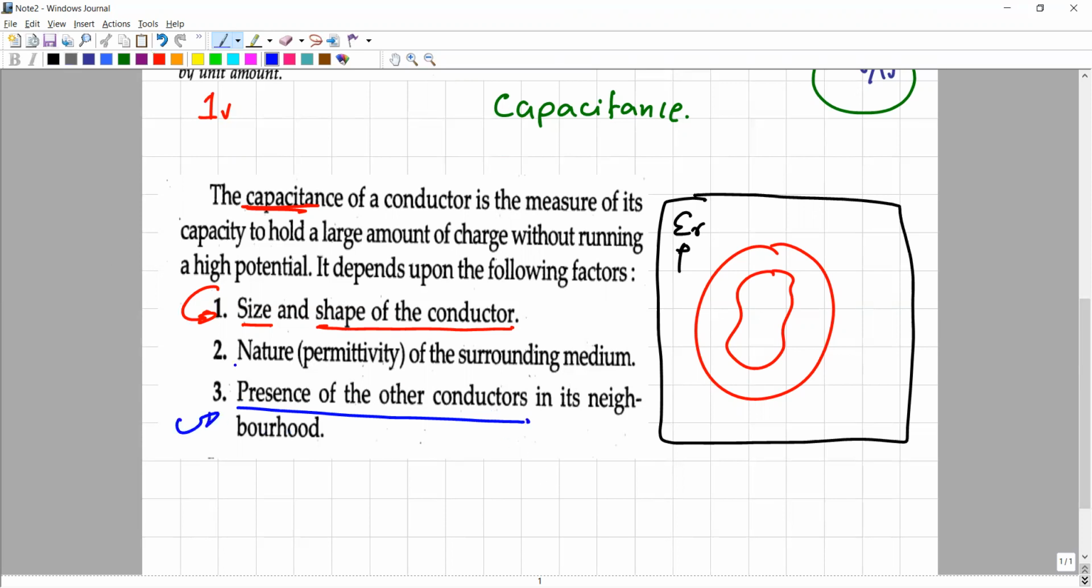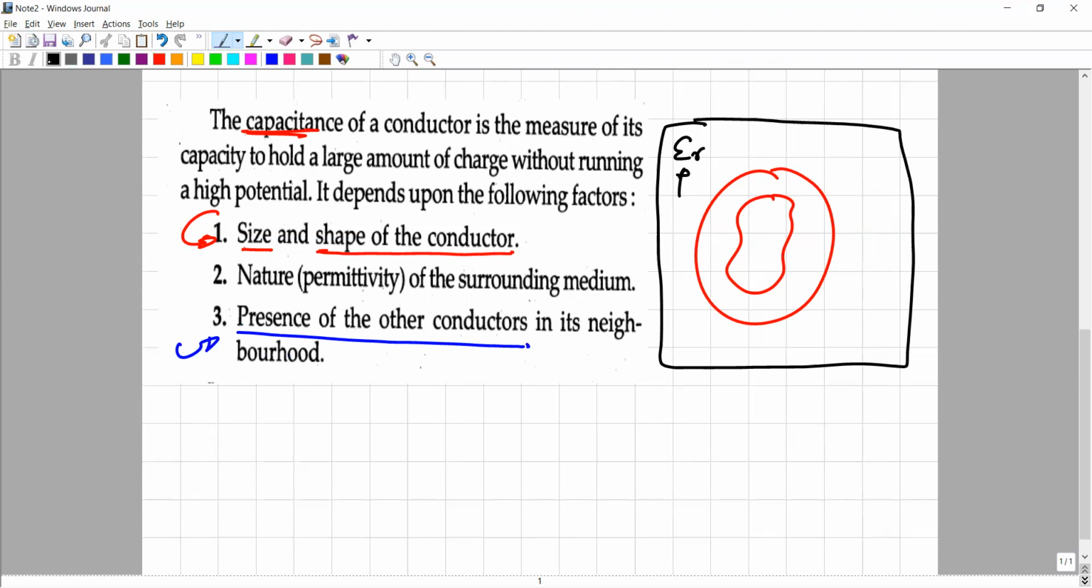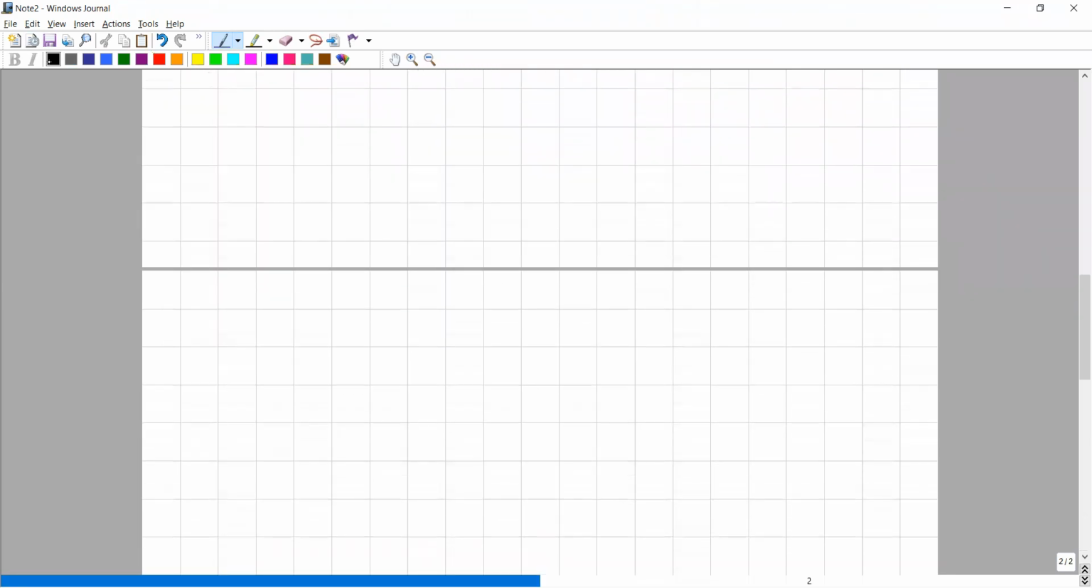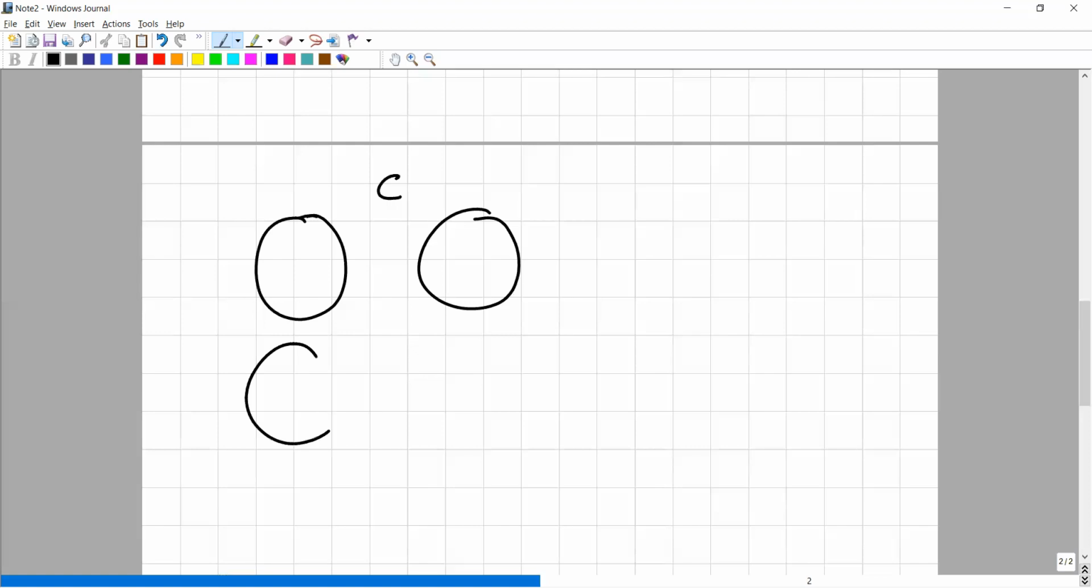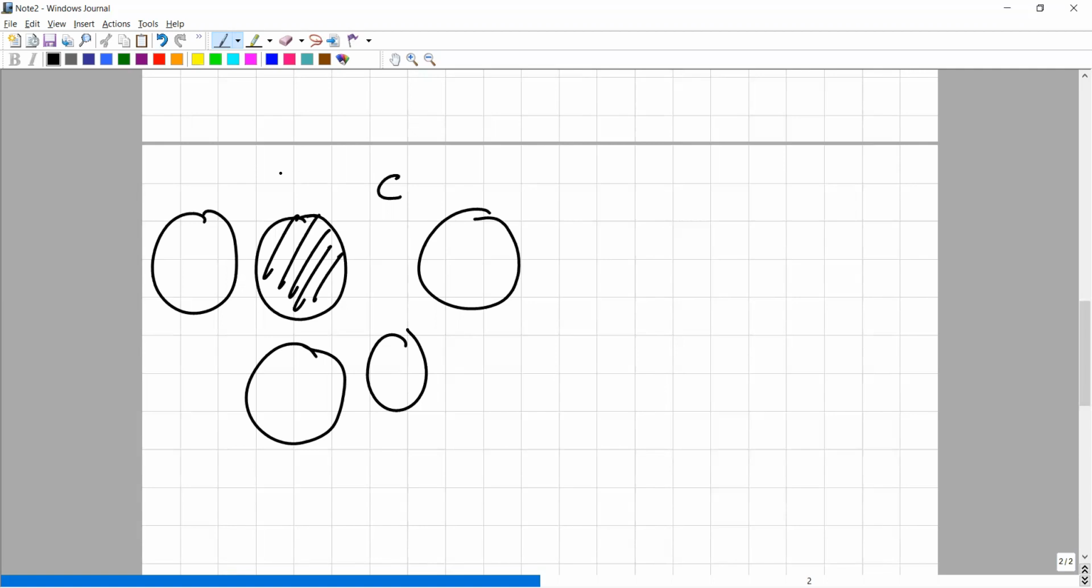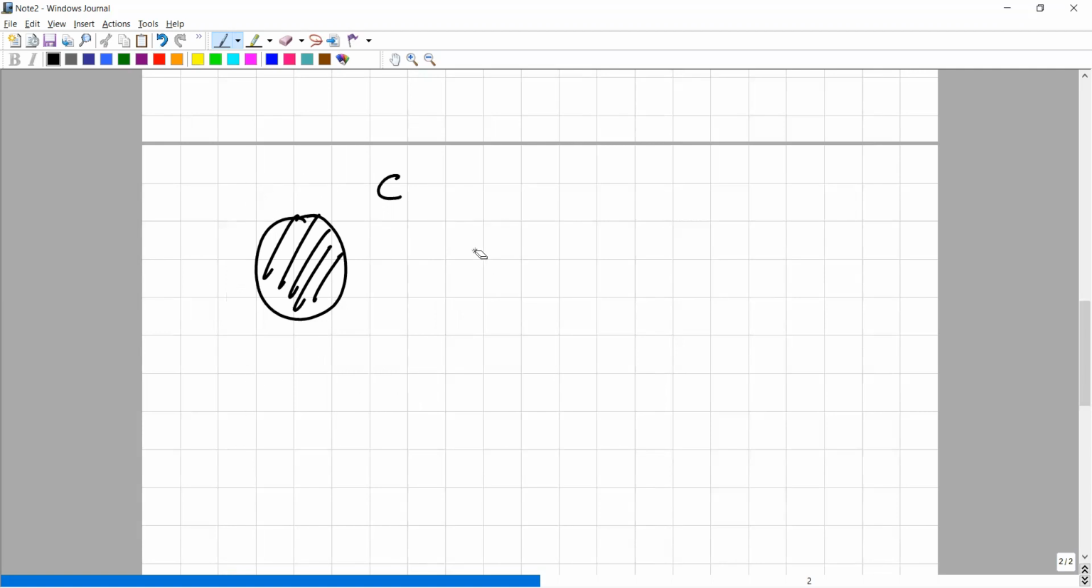This is very interesting, and this will also be very crucial for the further concepts in this chapter. So presence of other conductors would mean something like this. Let's say you have one sphere here and the capacitance of the sphere is C. If you bring another sphere nearby, and more such spheres, then the capacitance of our original sphere would also change. So it depends upon whether this conductor is near another conductor or not. The capacitance depends on that factor also.